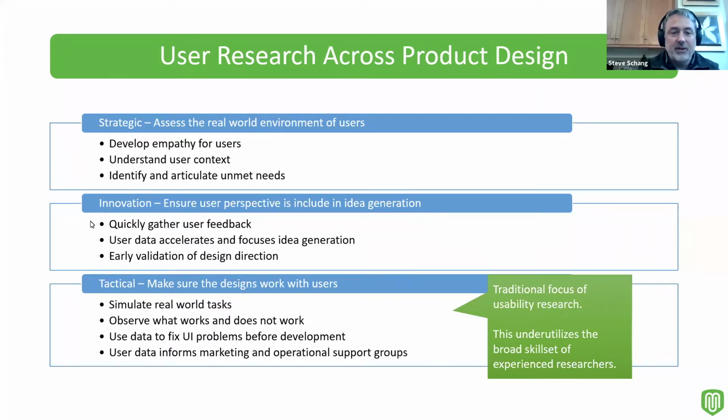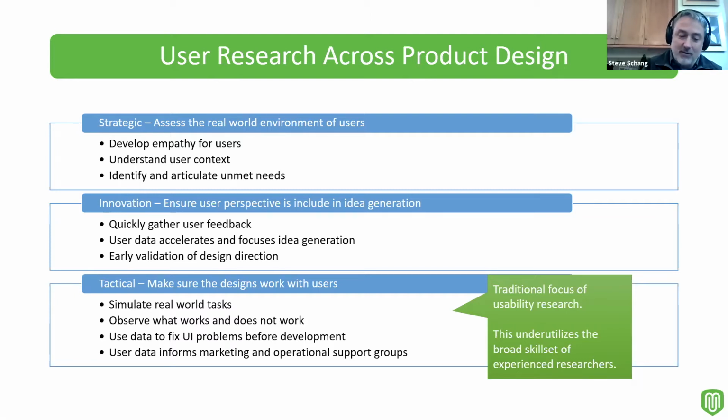Innovation with user research. This is once you understand your user, your context and your user needs, then you can use the research to gather feedback on what kind of solutions are going to solve those problems and do early validation. And then there's tactical research, which is what most usability teams or user researchers focus on, and what most people think of when they think of user research or usability.